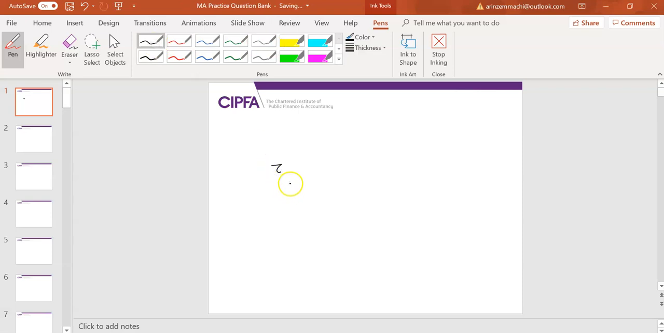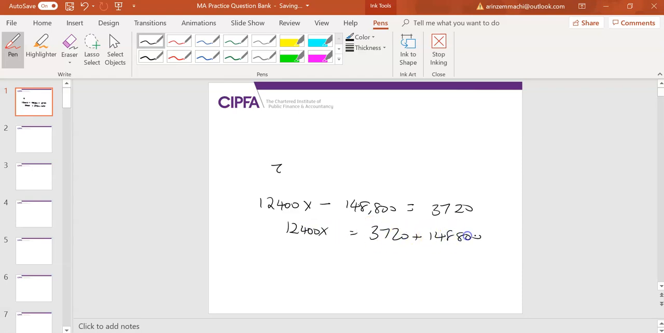Okay, great. So what I was saying there was 12,400 x minus 148,800 is equal to 3,720. So 12,400 x is equal to 3,720 plus 148,800. That means that 12,400 x is equal to 152,520, and that means that x is equal to 152,520 divided by 12,400, which gives you £12.30.